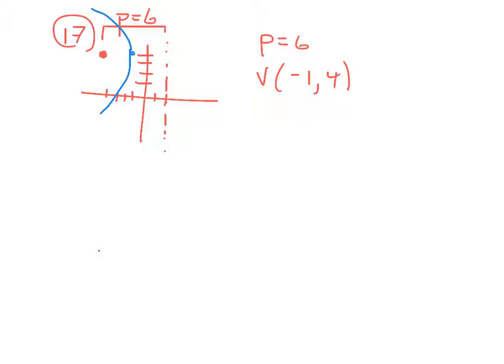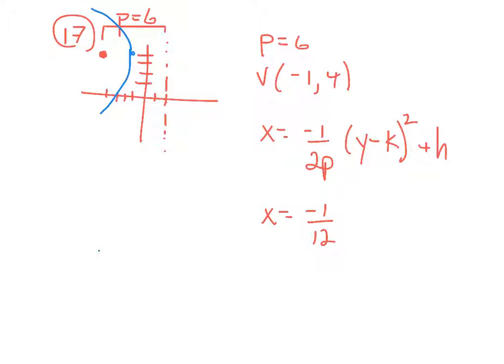And now I can write the equation. Okay, so look at it. It's opening to the left. So if anything is ever opening to the left, that's an x equals. And my 1 over 2p is going to be negative because it's opening to the left. Okay, and if it's x equals there, then it's y minus k here, and then plus h there. All right, so let's do this. -1 over, now 2p, so that's going to be 12.